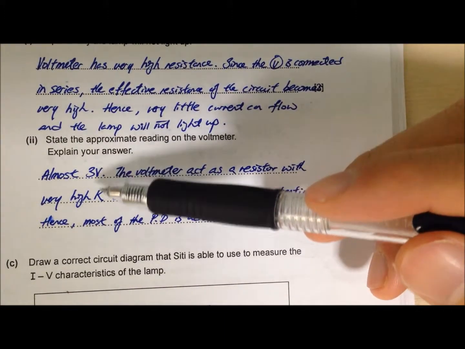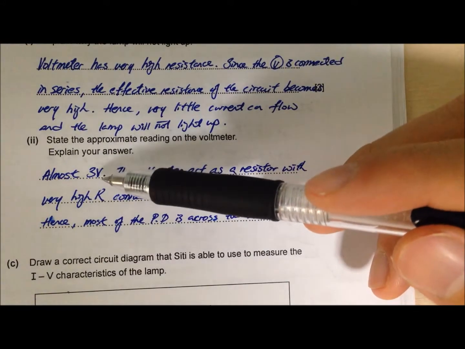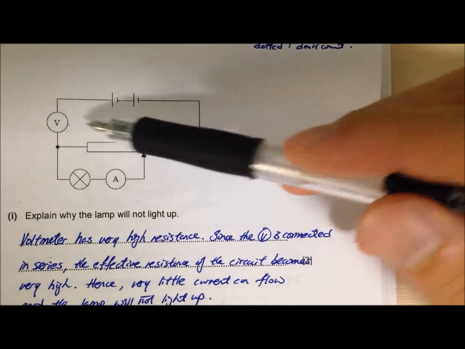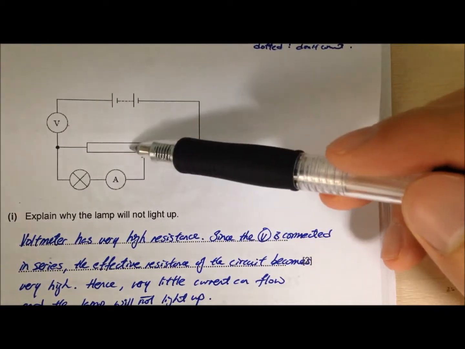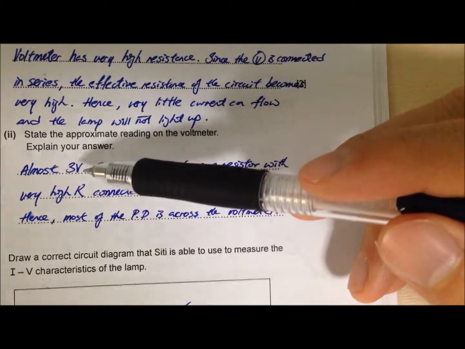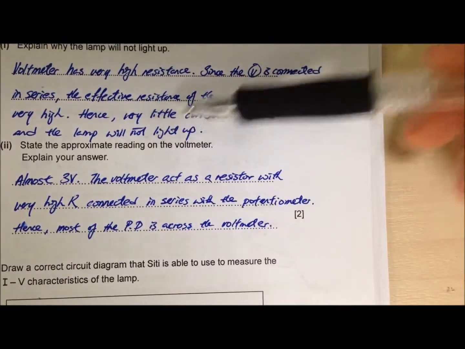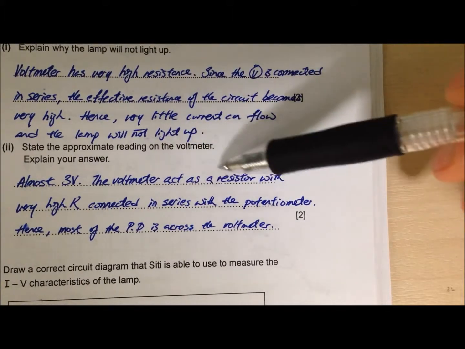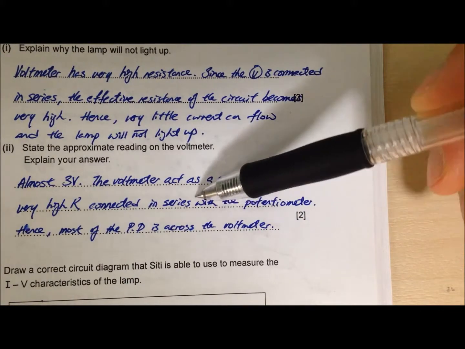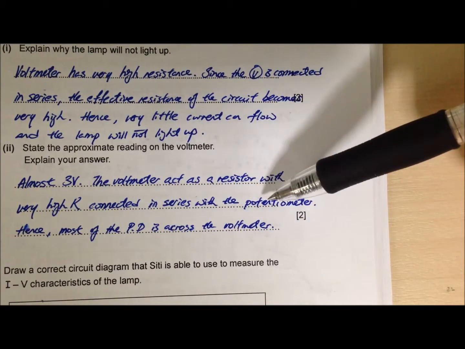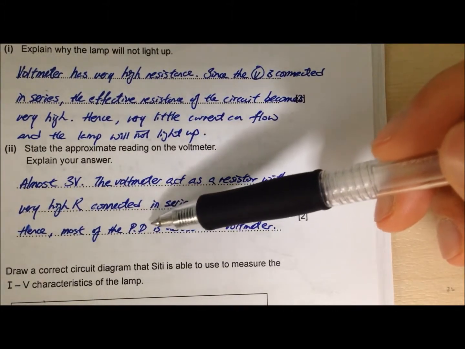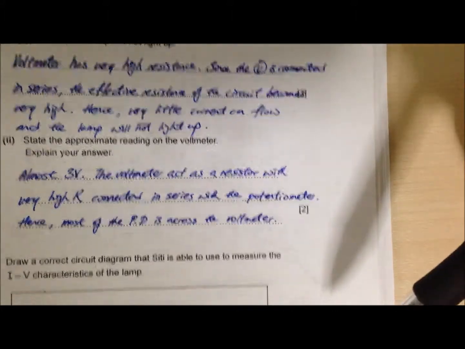Okay, why is it that it is not 100% 3 volt? Because you still have some bits of resistance here. So the majority of the EMF is here, but a tiny bit will be across here. So therefore, you cannot say that it is equal to 3 volt. It is almost there. So explain again that the voltmeter is acting as a resistor with a very high resistance, and because it is connected in series, most of the potential difference is across the voltmeter.